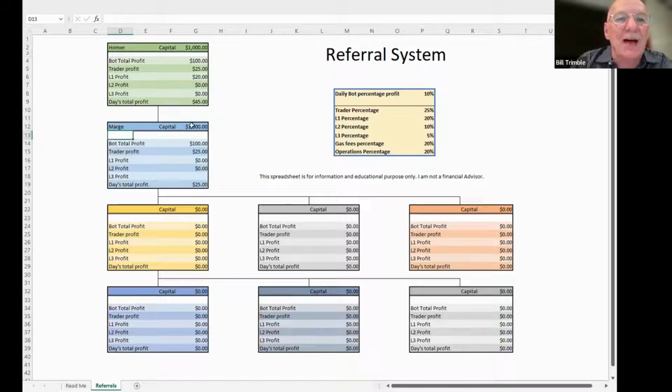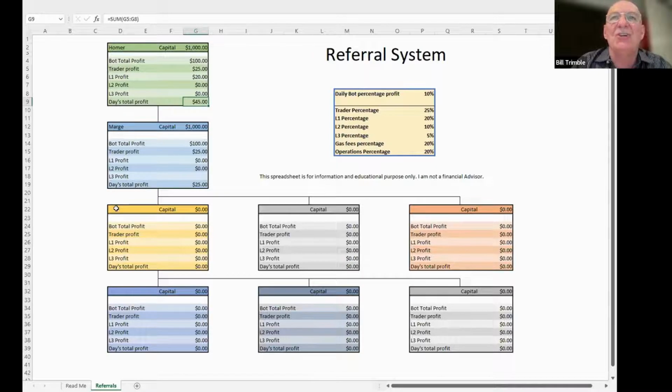So Marge has now put $1,000 in. She also gets 25% as her trader percentage. So 25% of 100 is $25. So she's made $25. But look what's happened up here now. Homer has made an extra $20. He's now got $45. So he's made 25 on his trader, and on his level one, which is Marge, he's made $20. He gets 20% from level one, don't forget.